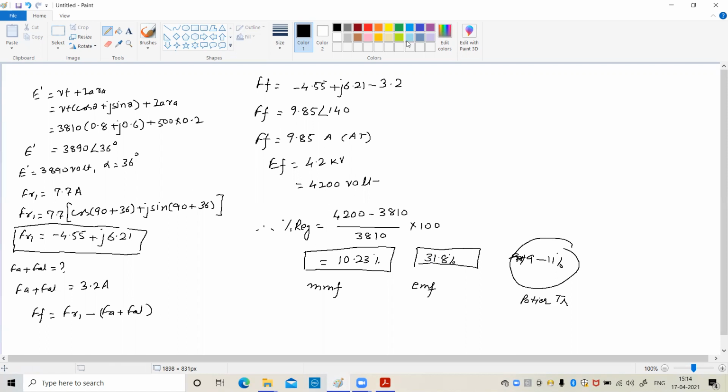So this is the MMF method. In the next lecture we will take the ZPF method or some numericals based on MMF.